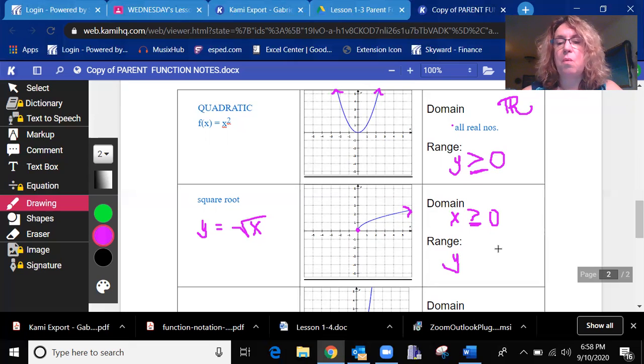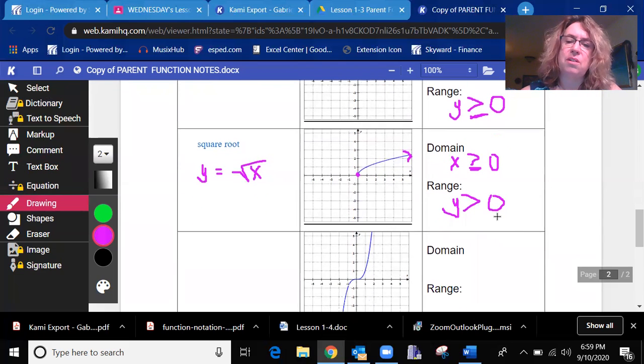Range is a story about the y's. They're starting at 0. And from the 0, are they getting greater or less? Is it going up or is it going down? Well, this one's going up, so it's greater than 0. And the question, is 0 included?